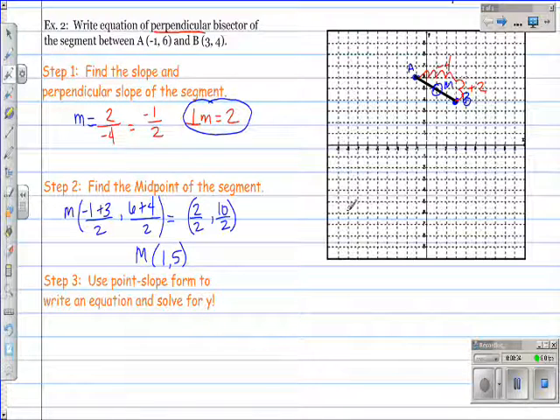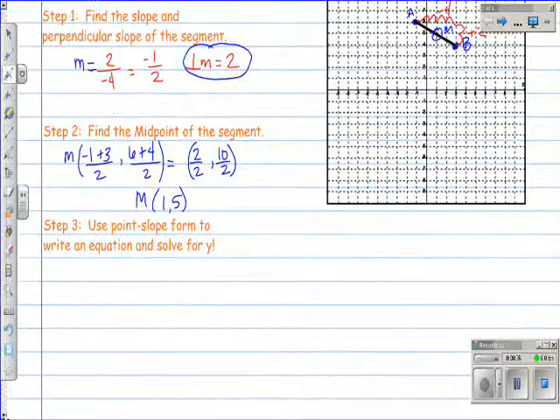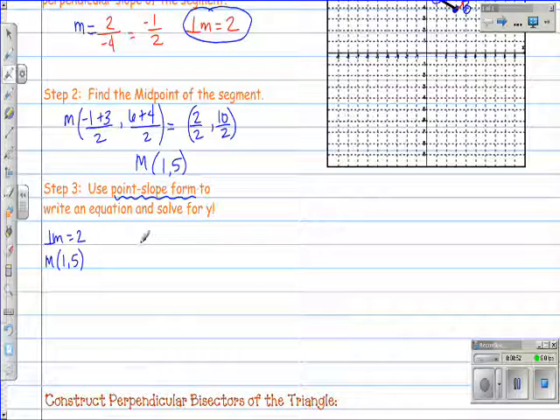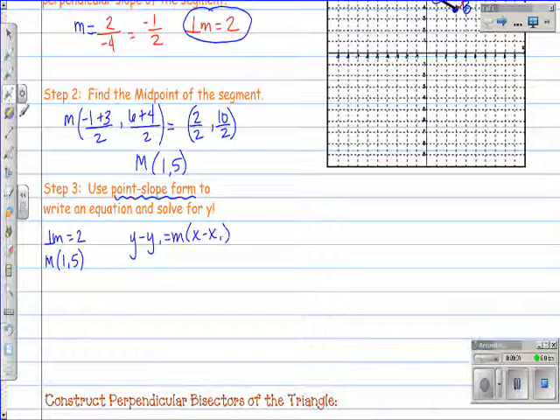That's your midpoint. Okay. From here, in order to get the perpendicular bisector, you're going to use the perpendicular slope, which is +2, and your midpoint, which is 1, 5, and write the equation of the line using point slope form. Okay, so point slope form, if you remember, is y minus y1 equals your slope times x minus x1. You'll label your point x1, y1. Your perpendicular slope is your m.